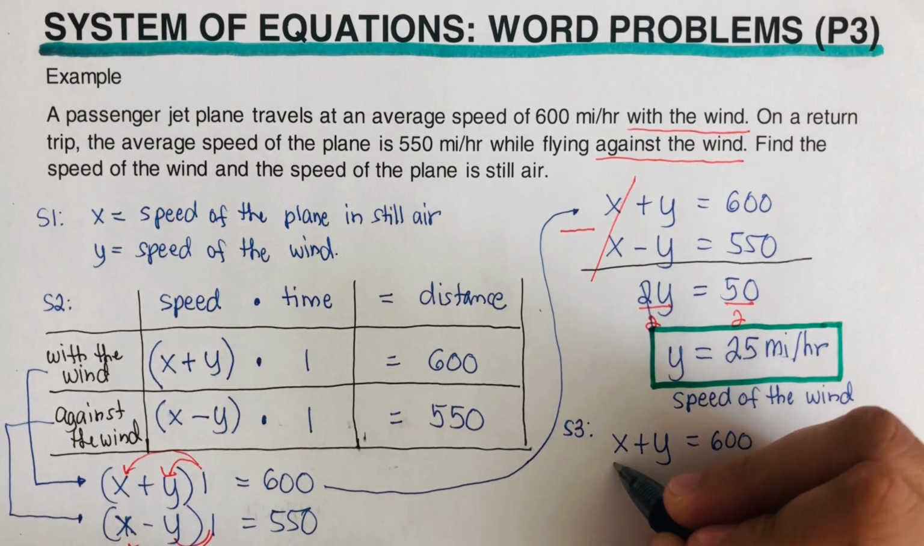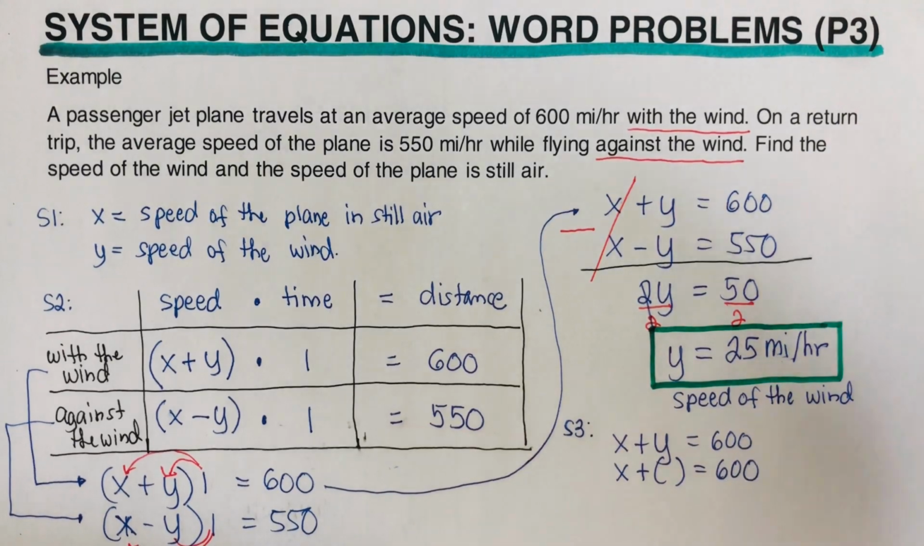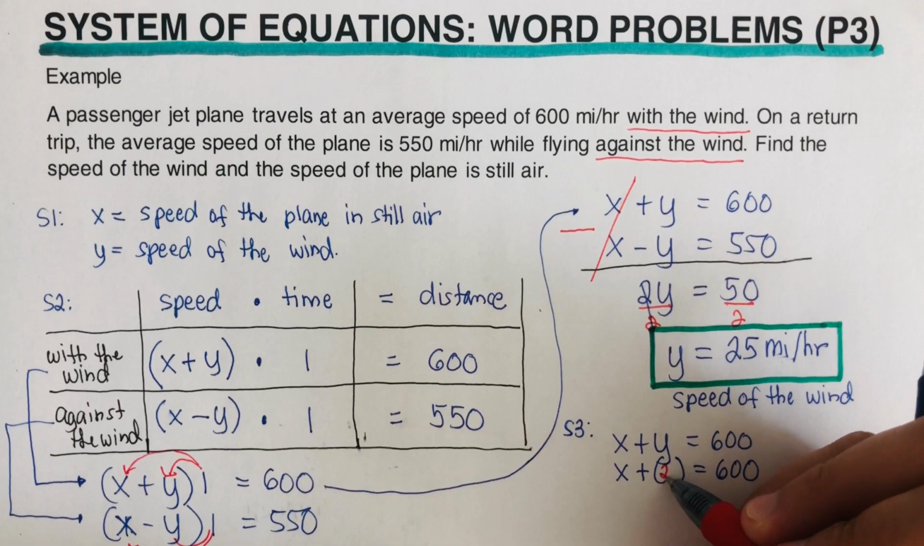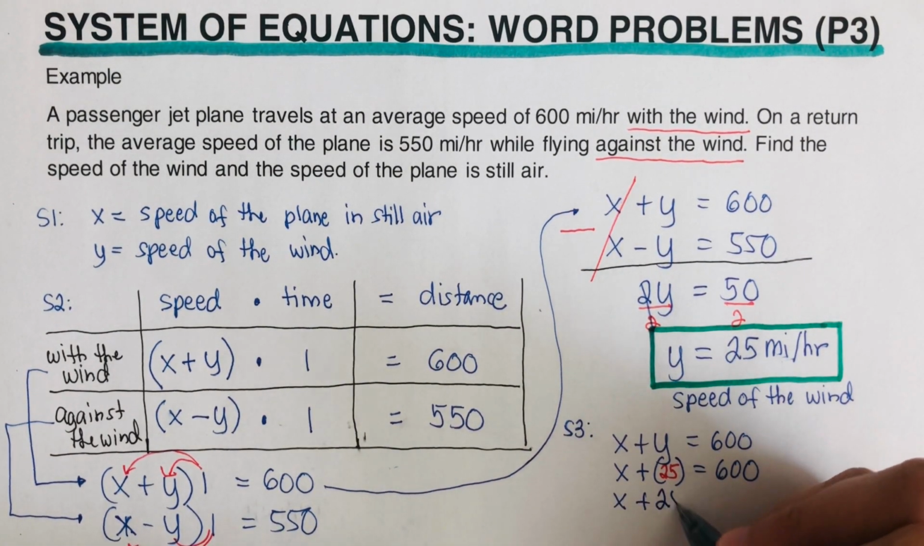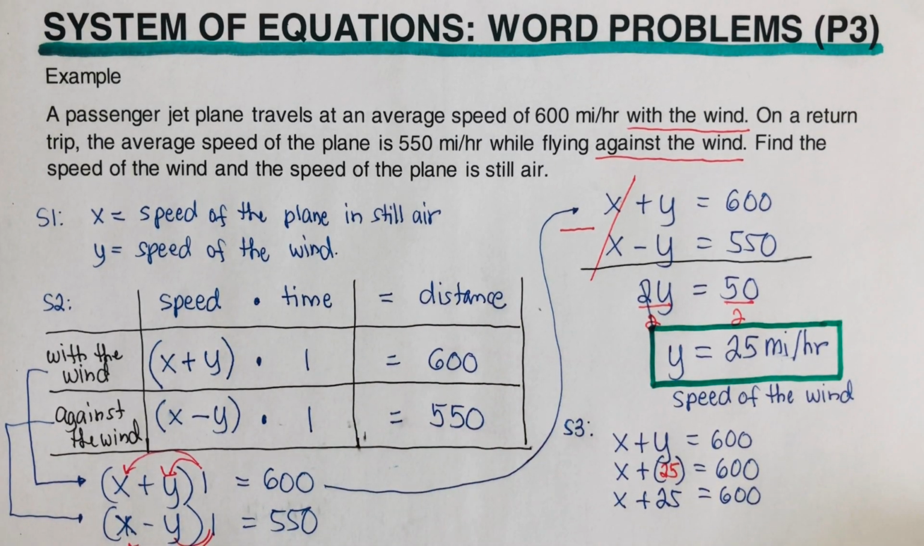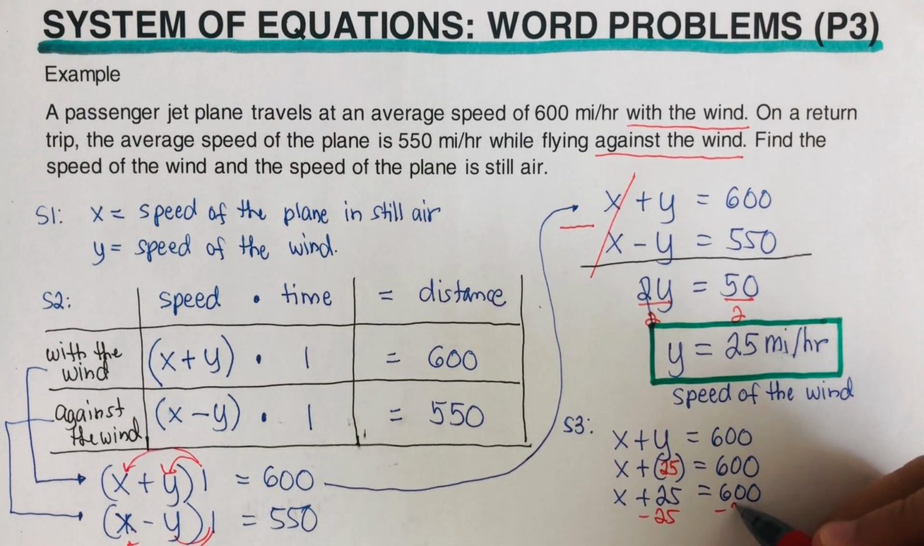So that would come out x plus parentheses is equal to 600. And then the one that we put into parentheses would be the y, which is 25. So I'll put in the 25 there. So this would come out x plus 25 is equal to 600. I want to solve for x, so I go ahead and subtract both sides by 25. So minus 25 and minus 25.